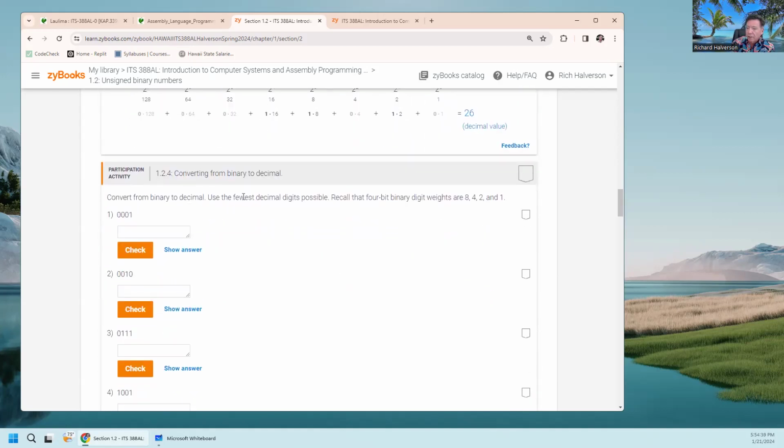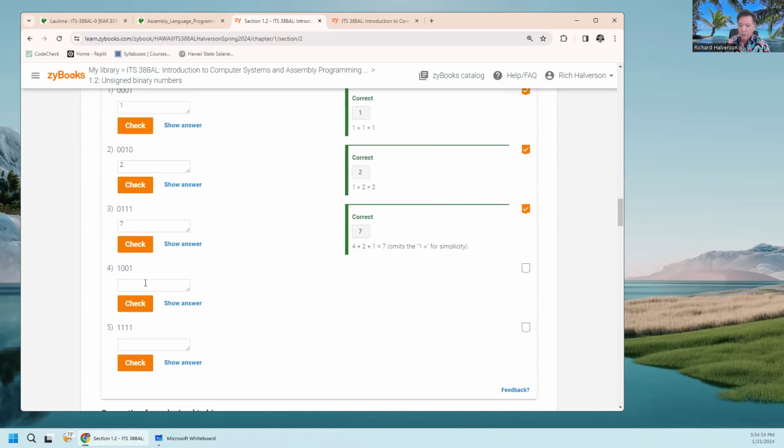Convert from binary to decimal, using the fewest decimal digits possible. Yeah, recall the weights. So this is 1, this is 2, this is 7, this is 9, and this is 15.